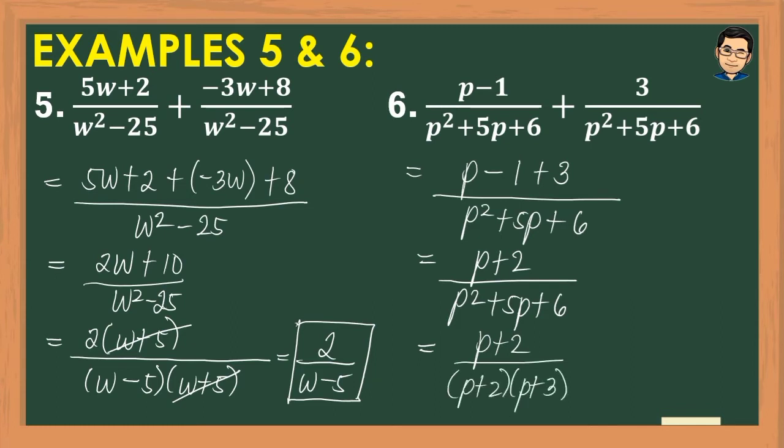And then, using cancellation, so p plus 2 makakancel sa numerator tsaka sa denominator. So, kapag wala pong natira na term sa numerator, hindi po 0 yon. Understood po? 1. Okay, so our final answer will be 1 over p plus 3. So, this will be our final answer.